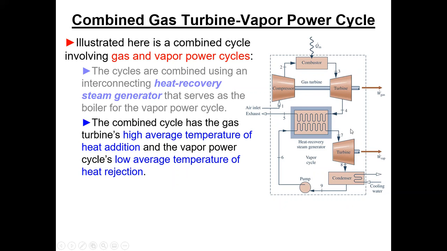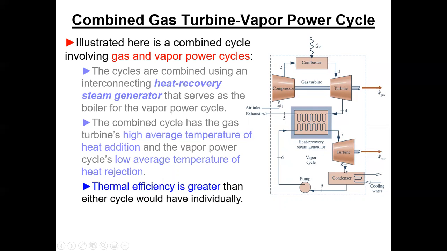Let's see. Combined cycle has gas turbines with a higher average temperature of heat addition. That's in terms of our thermodynamic theory. So we have a high value of temperature for the heat addition, and the Rankine cycle's low average temperature heat rejection, because we pull this pressure down so low, this stuff's basically 100 degrees Fahrenheit, give or take a little bit, in the standard Rankine cycle. So it's pretty cold. So that helps. So thermal efficiency is much greater than either cycle would have individually, much greater.